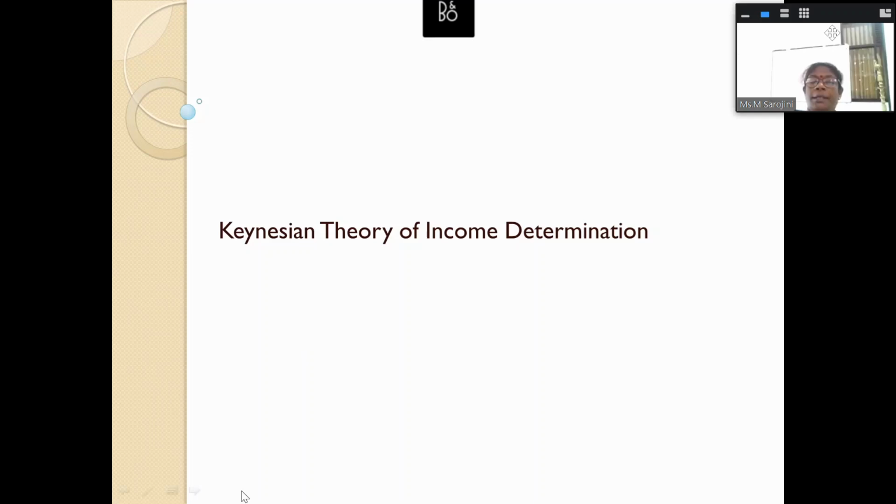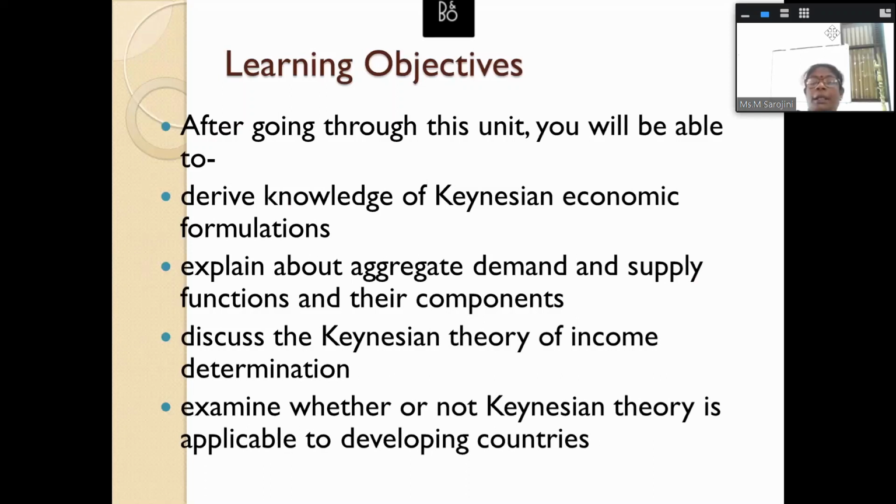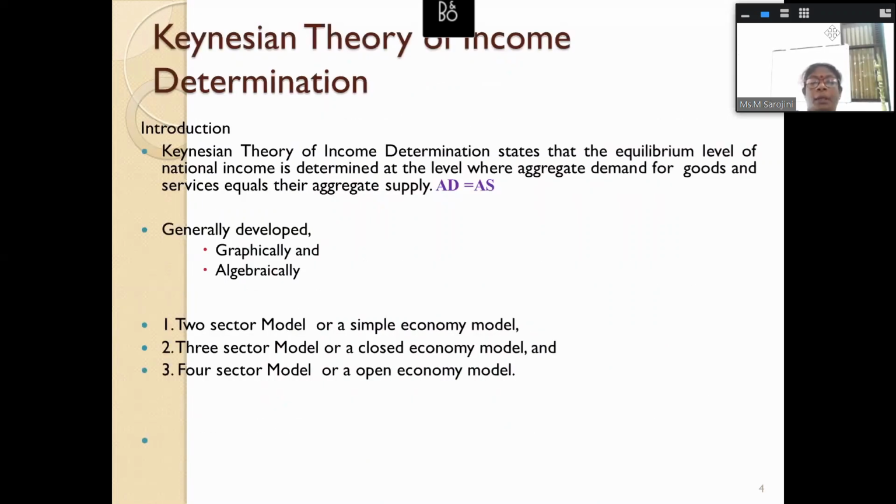Last class we started the Keynesian theory of income determination. Under that, these are the outline of the chapter, and also these are the learning outcomes of the chapter. These things also we already learned, right? Also, in these slides we learned that we can derive the national income using the graphical method as well as the algebraical method. Here we concentrate only on the algebraical method.